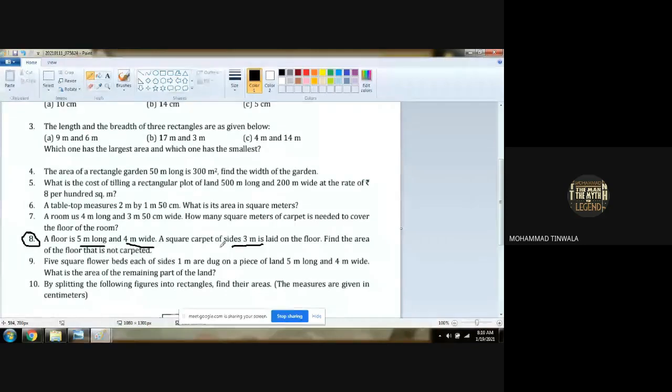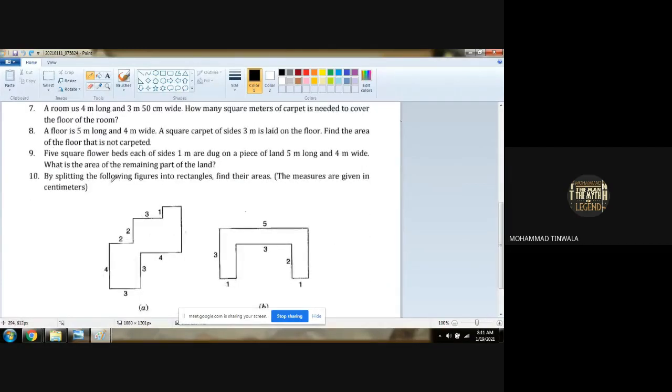Square carpet. So the rest of the area we got, which is not carpeted. Are you getting? Yes or no? Yes. Chalo, question number 9.